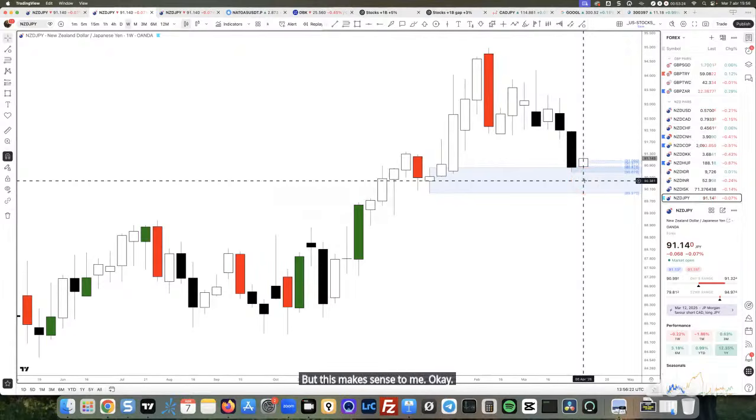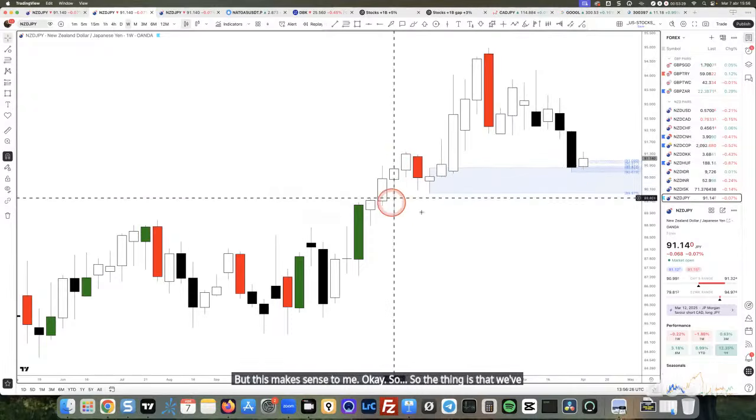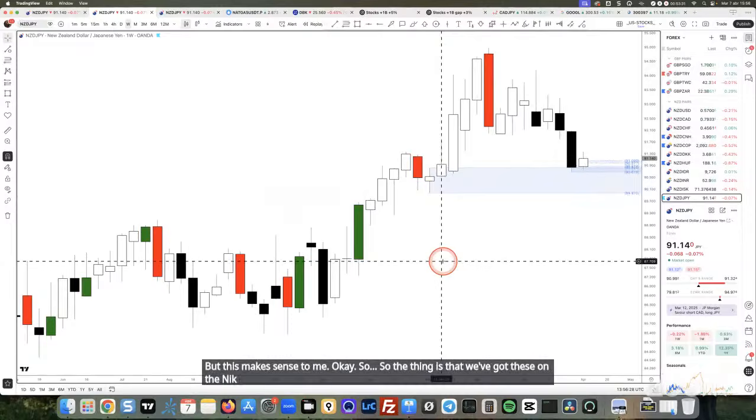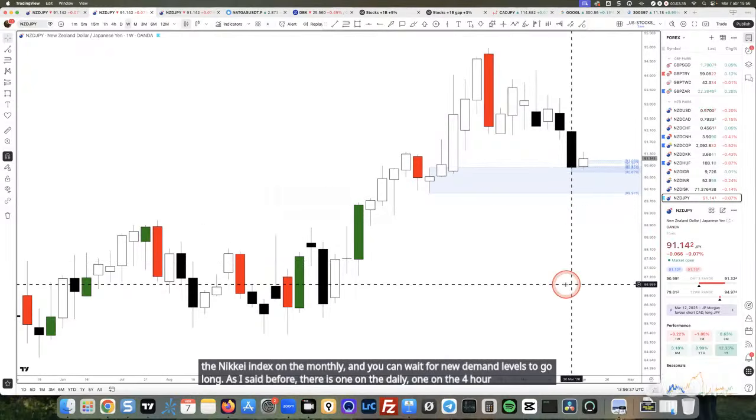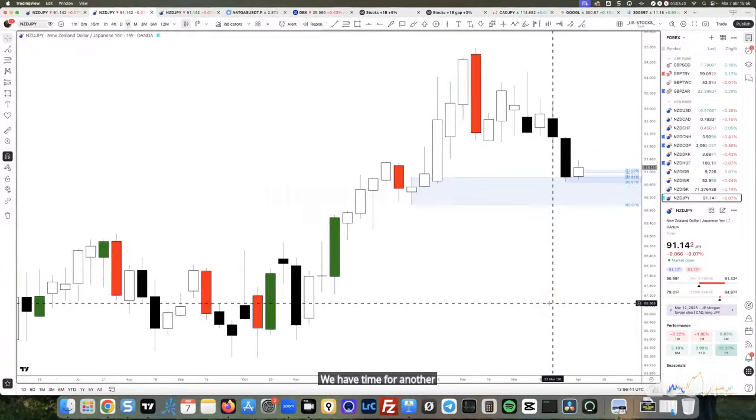So the thing is that we've got these on the Nikkei index, on the monthly, and you can wait for new demand levels to go along. As I said before, there is one on the daily, one on the 4-hour, and this is more or less how this goes. So we have time for another pair, another Forex cross pair.